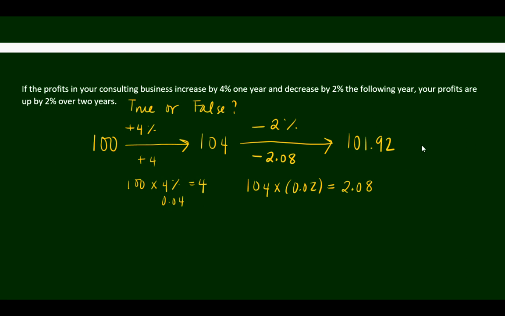So that means this profit is 1.92%. It's not 2%. So can you see that mistake? Here, that 2% is applied to the total. So you need to apply that 2% to 104, not just 100. So we can just say this statement is false. The correct statement is your profits are up by 1.92%. It's 0.08% lower.